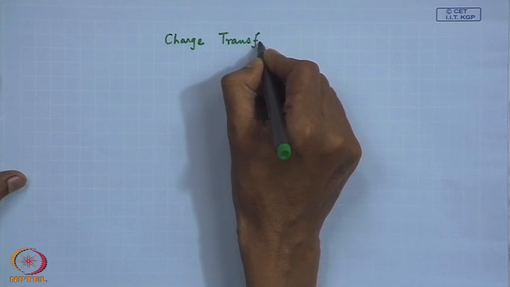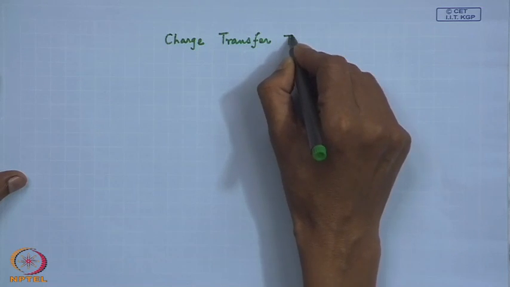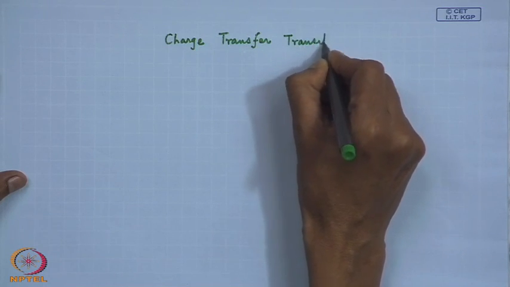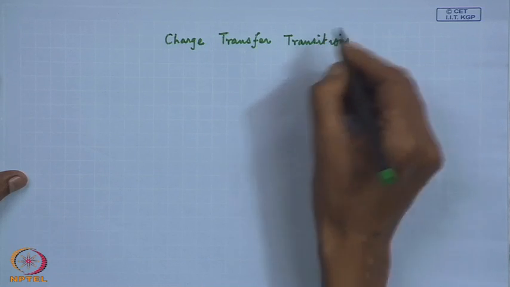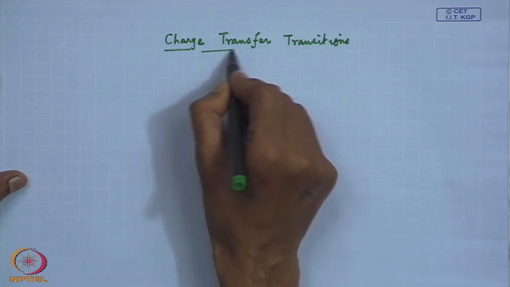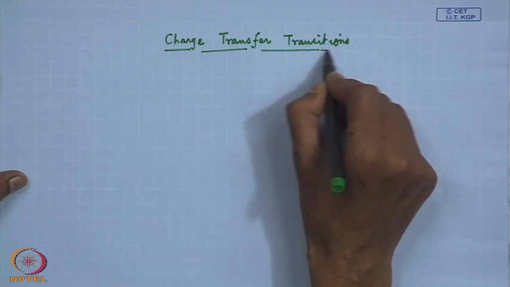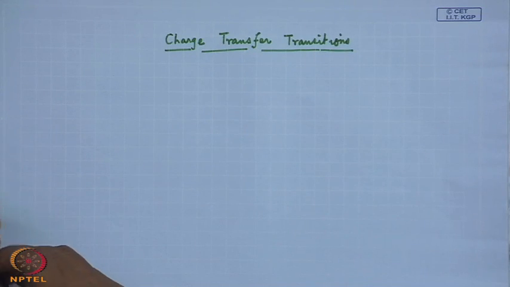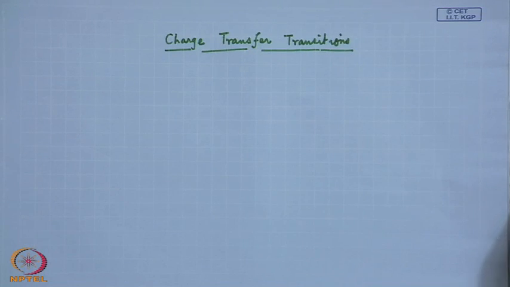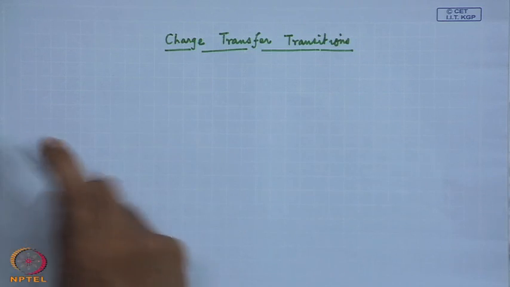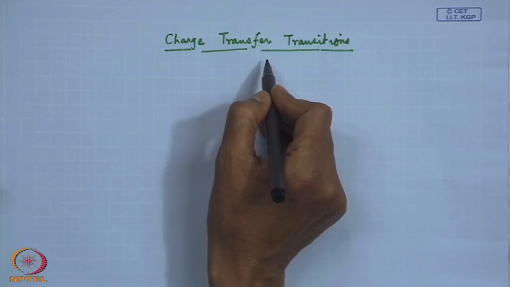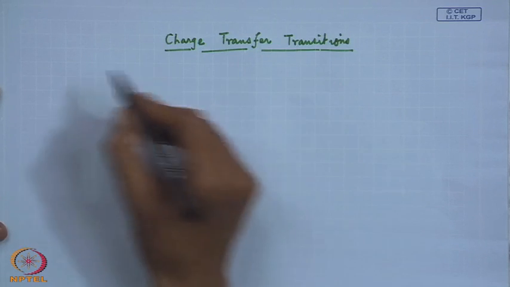Good... Charge transfer transitions. Here we will see how the electronic spectrum, in most of the cases, is very much dominated by this charge transfer. So, what is that?